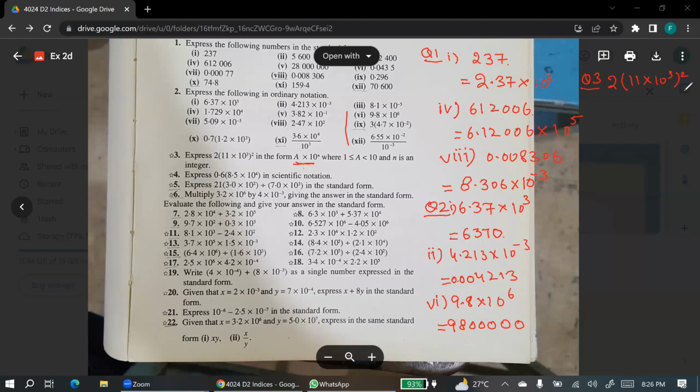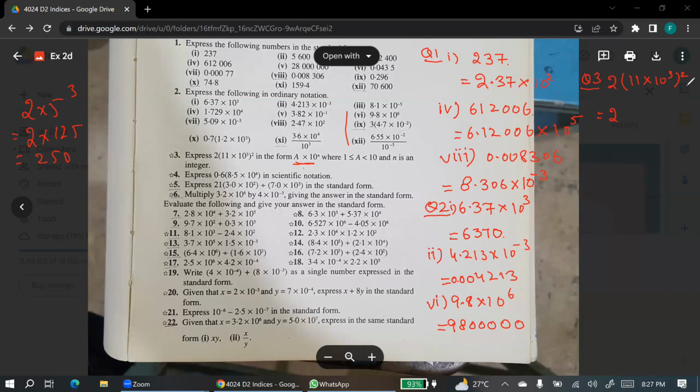First of all, we will solve the power, then we will multiply. Now, look at this example. If there is 2 into 5 power 3, can we multiply 2 with 5? No. First of all, we will solve the power. 5 power 3 is 125, and then we multiply: 250 is the answer.